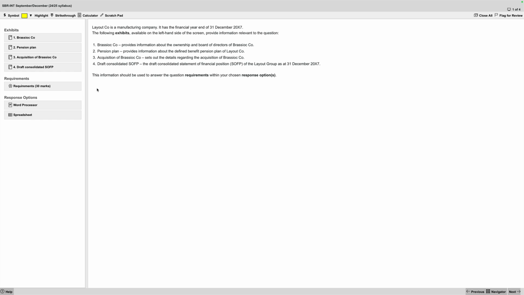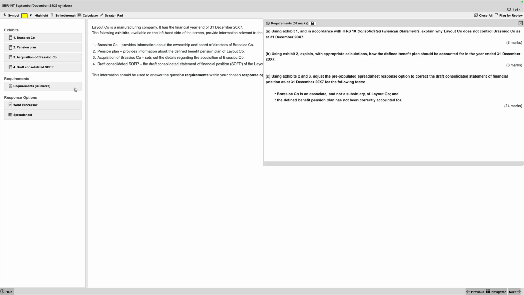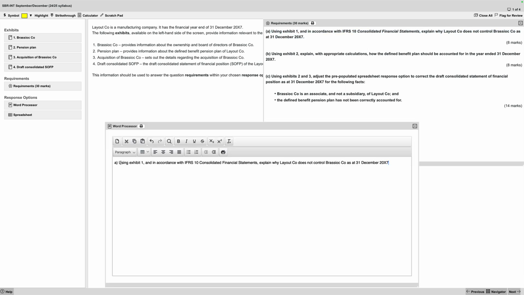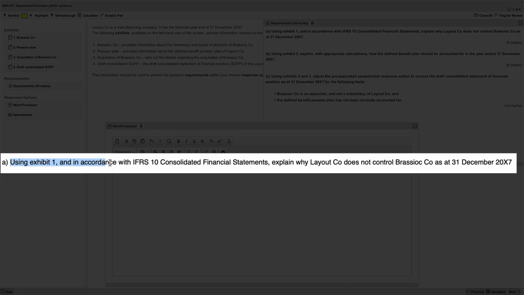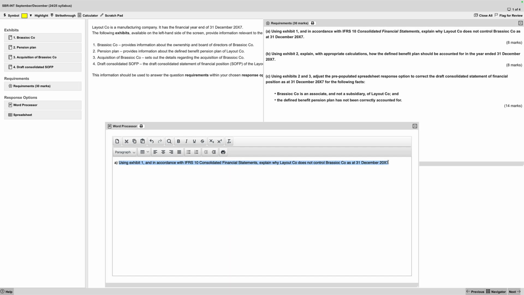Right, let's get straight on with the question. So, hit the requirements, using Exhibit 1. Okay, so we copy that out. And what it wants us to do is, using Exhibit 1 and in accordance with IFRS 10, explain why we do not control this company called Brassioc. Okay, why we do not control it. So it's all about IFRS 10 and it's all about control.